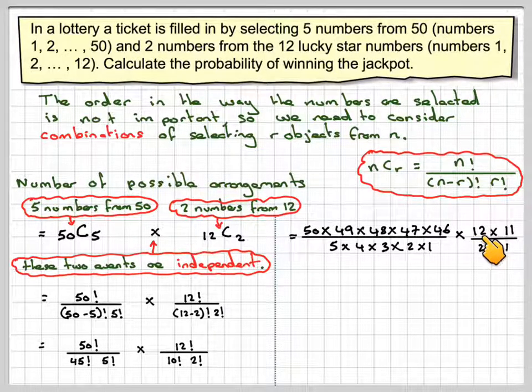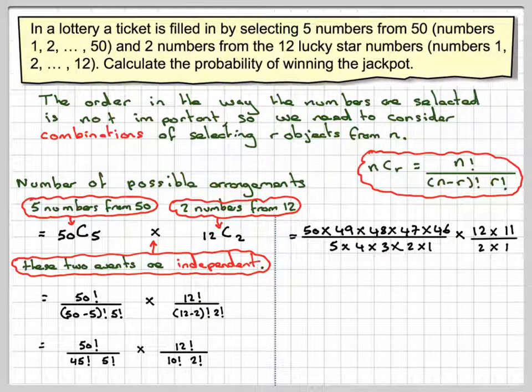And here, 12 times 11 is the number of permutations of selecting 2 numbers from 12. 12 ways of selecting the first one, 11 ways of selecting the second one, but each of these can be arranged 2 different ways, so we divide by 2 because we're not interested in the order. So we've got a little bit of relationship here between permutations and combinations.